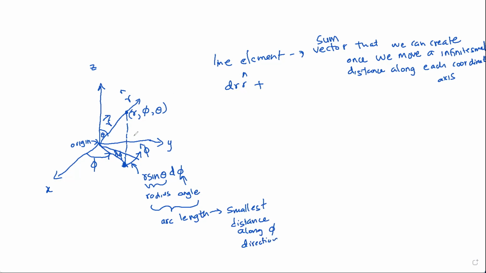And then we have the theta, and the smallest distance we travel along the theta direction, we need to define. I think I will write this again. So the line element I can write as dr into r hat plus r sine theta d phi into phi hat.